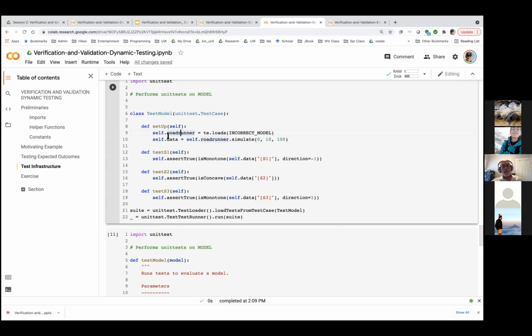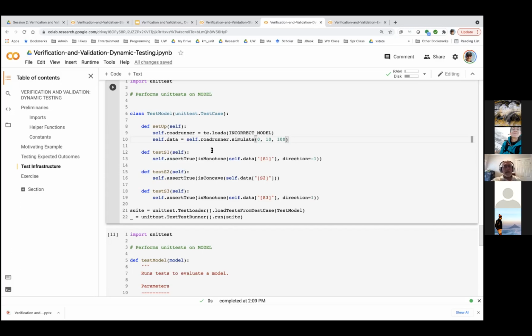Then you can run the model. And so here I'm putting the output of the model. So I'm going to run self.roadrunner because that's where I put the Roadrunner. I'm going to simulate over some range. And then I put the results over here. So this setup is run before each test. So each test gets it, and this is so that, if it turns out that a test modifies the data, you're making sure that another test will get clean data.